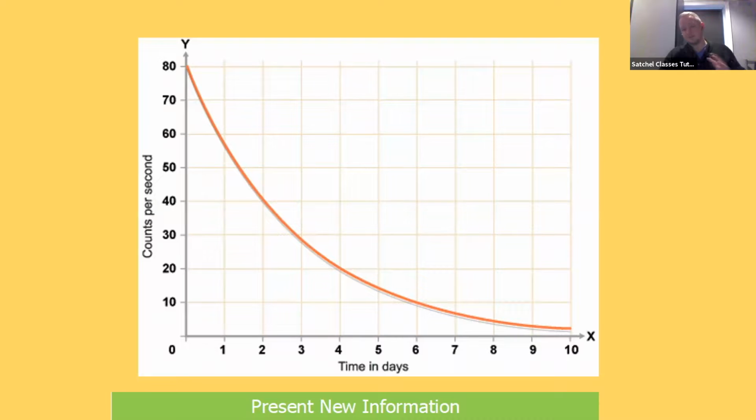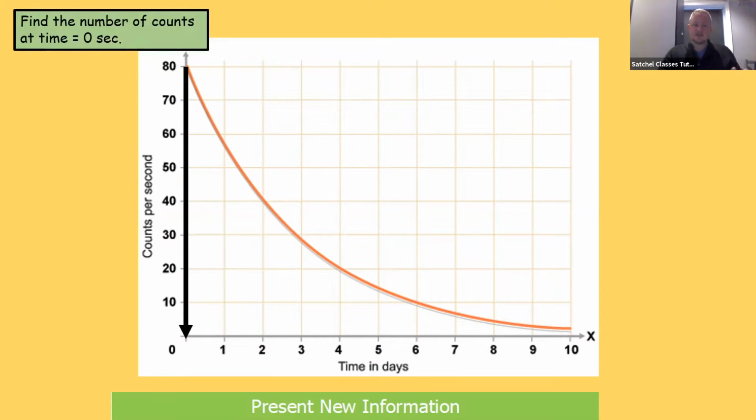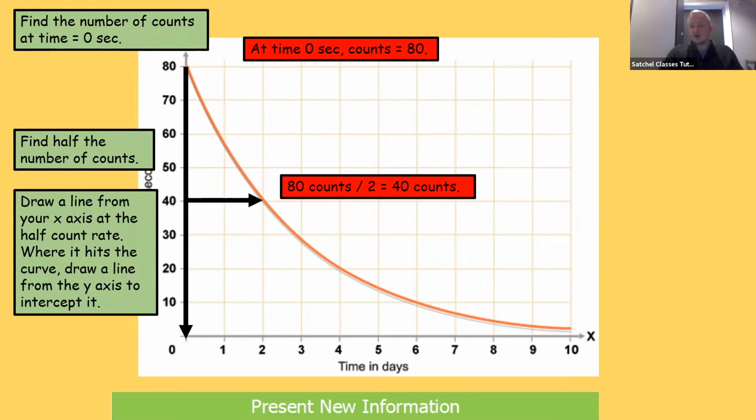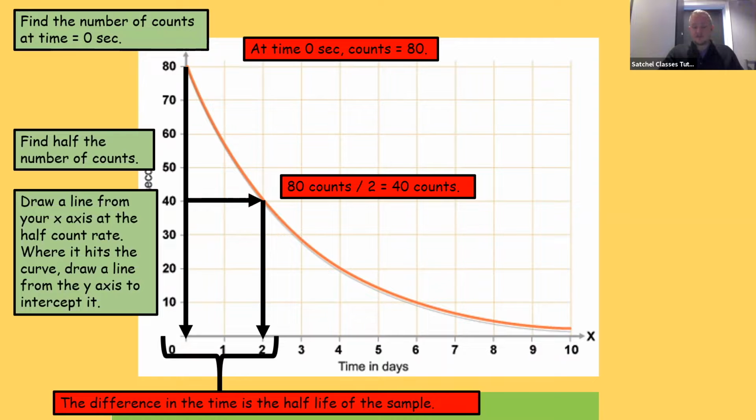To make this a bit clearer, I've got a nice straightforward graph here. I find the number of counts at a time to start. In this case, I'm going to use time equals 0 because it starts at 80 and I can easily find 40 on my axes, which is half. At time 0, counts equals 80. Find half the number of counts: 80 divided by 2 is 40. Draw a line at your half count rate. Where it hits the curve, draw a line from the y-axis to intercept it. The difference in the time is the half-life of the sample.